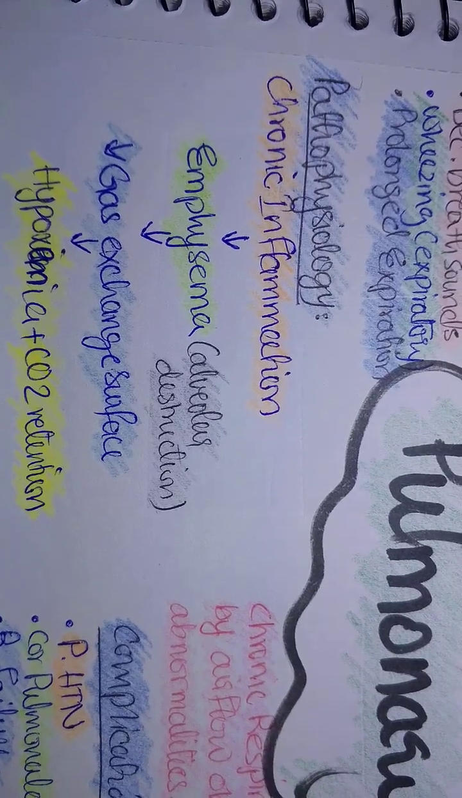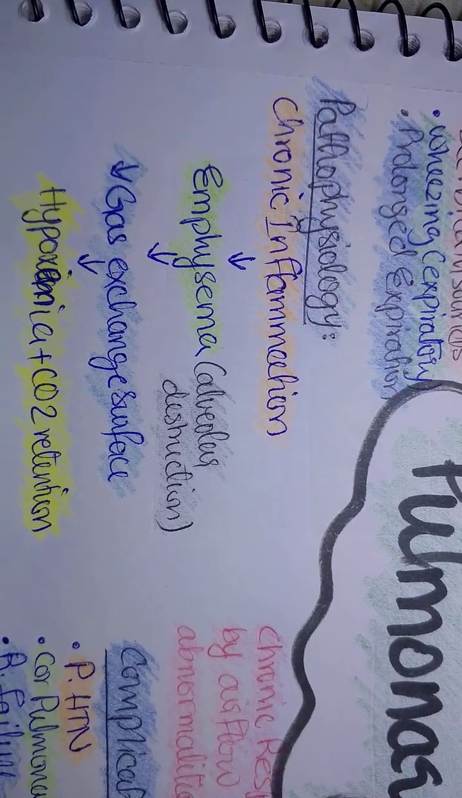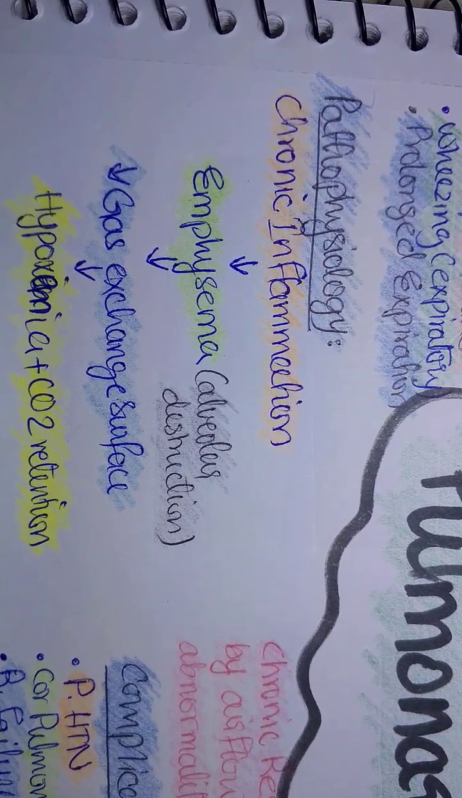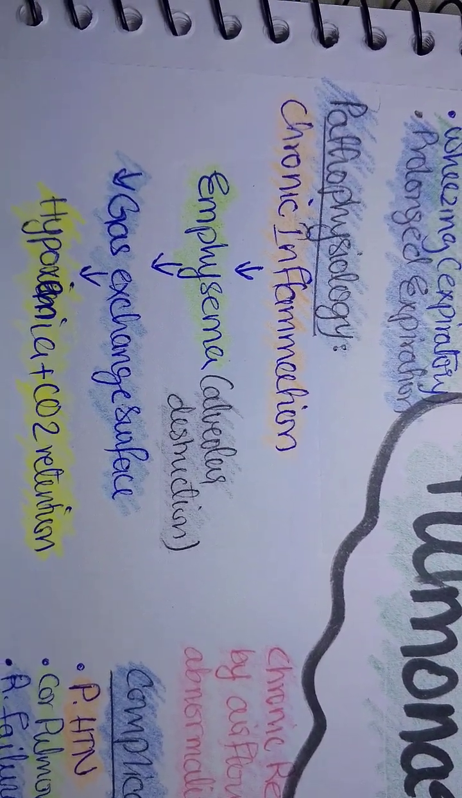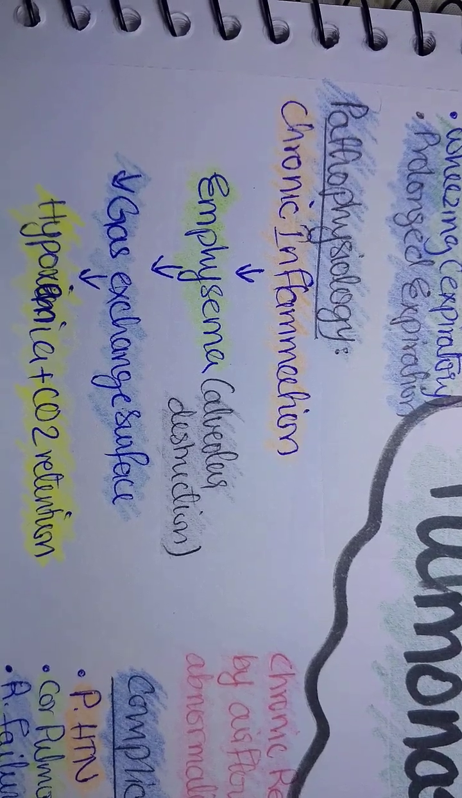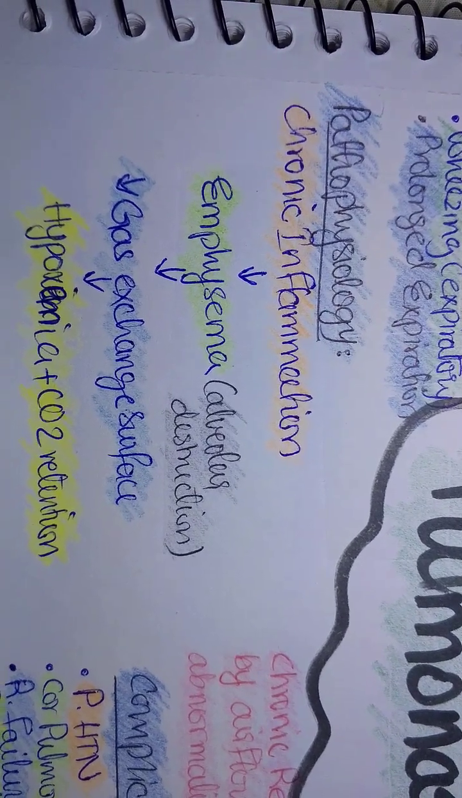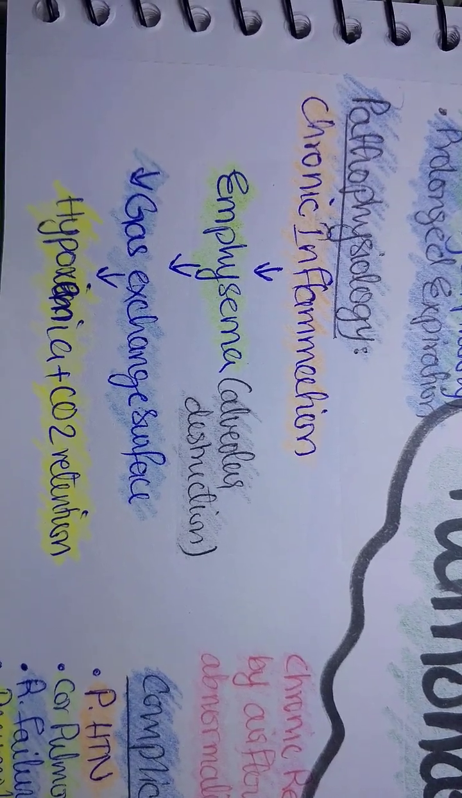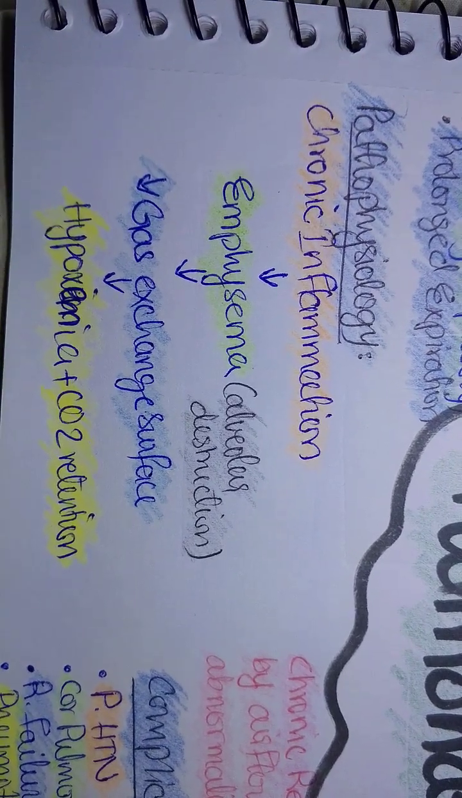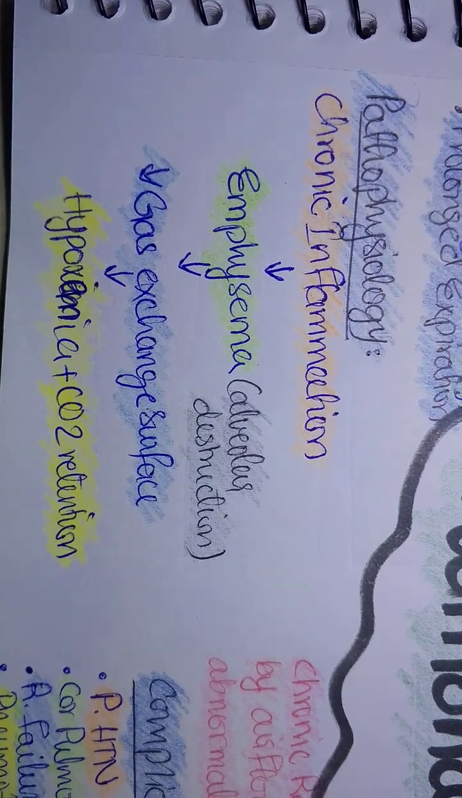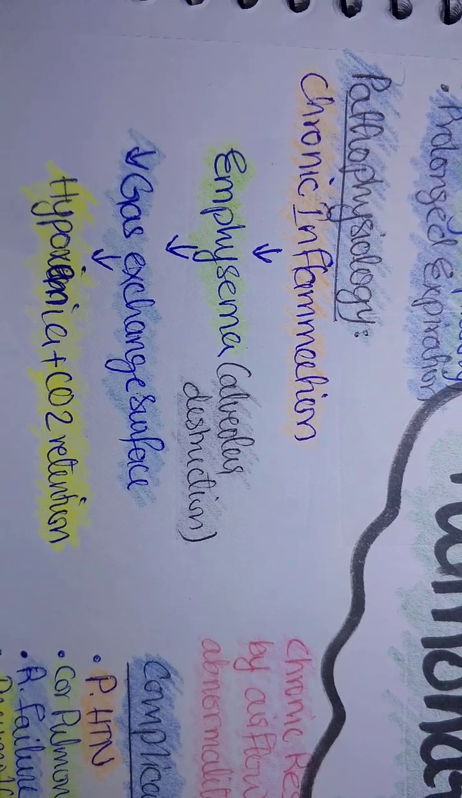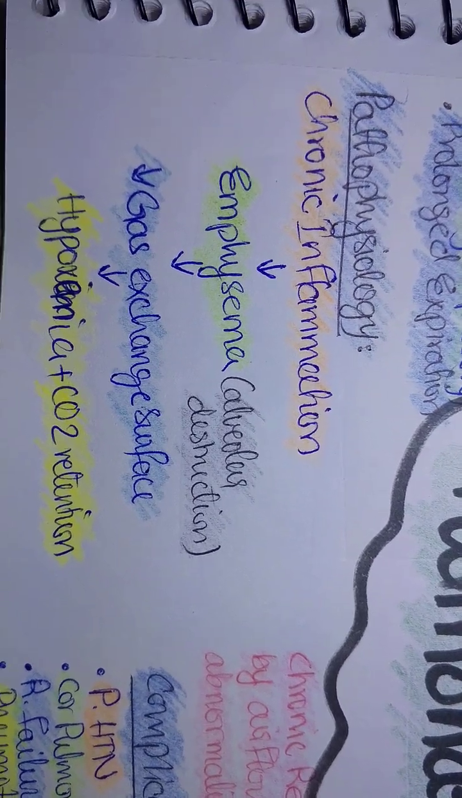The pathophysiology involves chronic airway inflammation that progresses to emphysema, that's irreversible destruction of alveoli, causing hyperinflation and loss of gas exchange surface area. So this leads to hypoxemia, or low oxygen, and carbon dioxide retention.